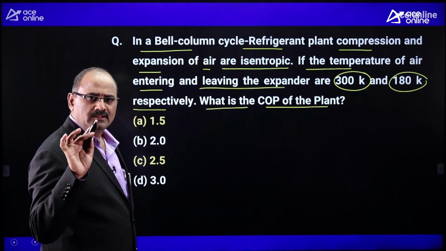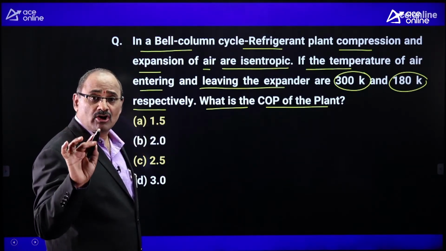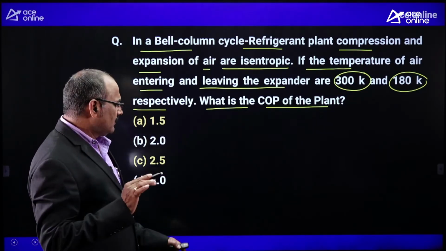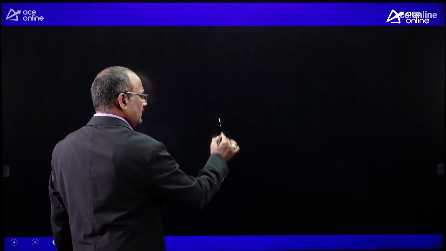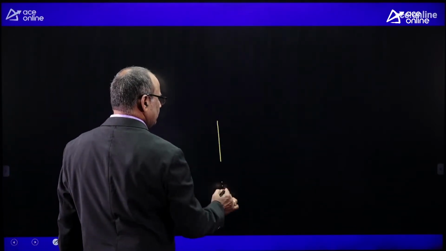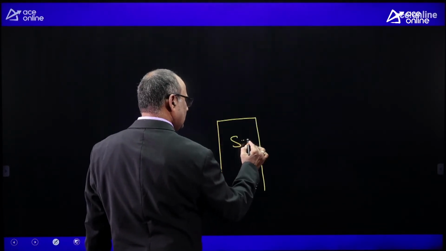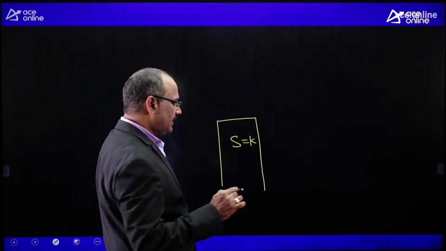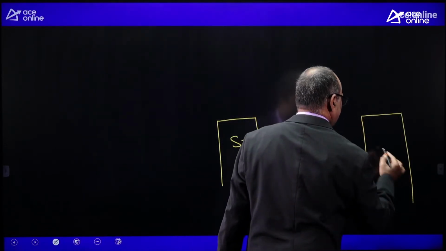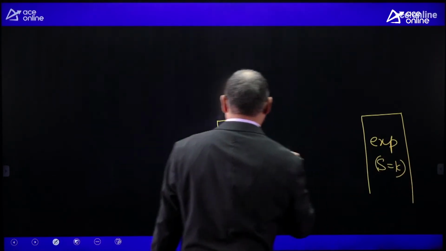You are asked to decide the COP of the refrigeration plant when it is working on the Bell-Coleman cycle with atmospheric air as the refrigerant. Okay. First let us see the Bell-Coleman cycle. As you know, the Bell-Coleman cycle consists of a compressor. This compressor is working isentropically. Okay. Next, expander. It is clearly given that the expander is also working isentropically. Of course, this is the compressor.